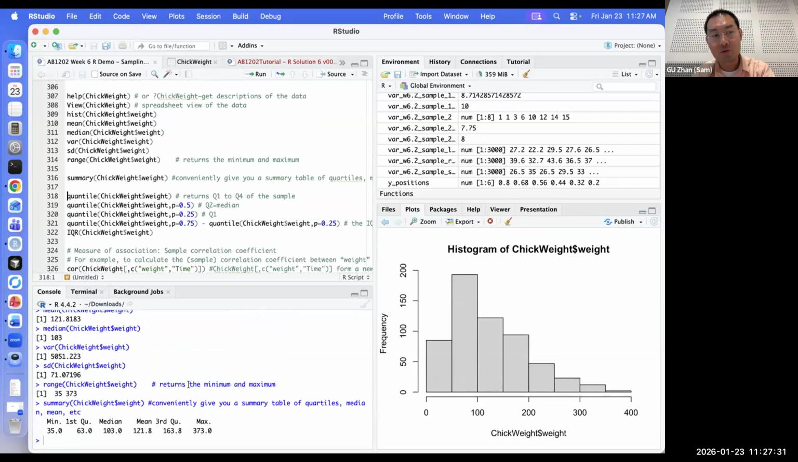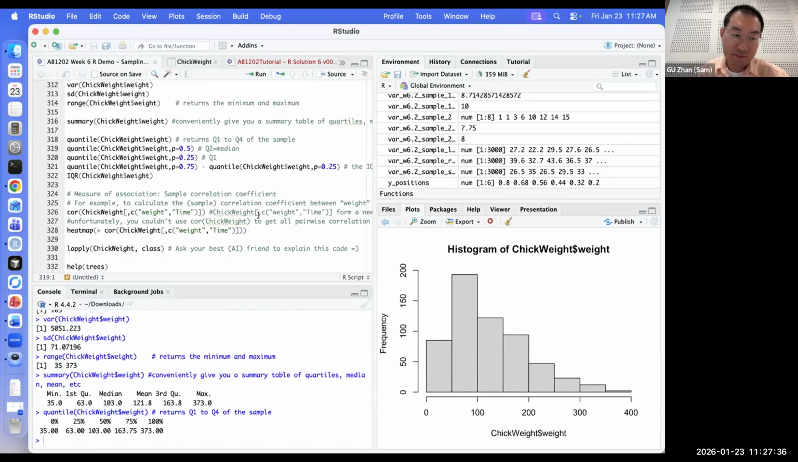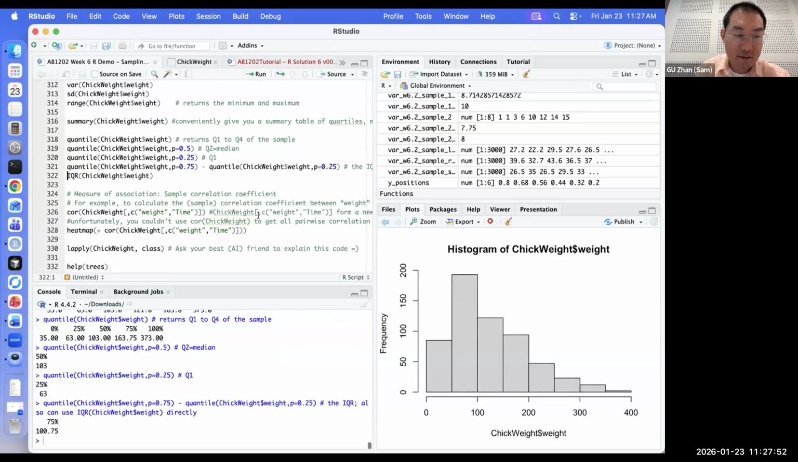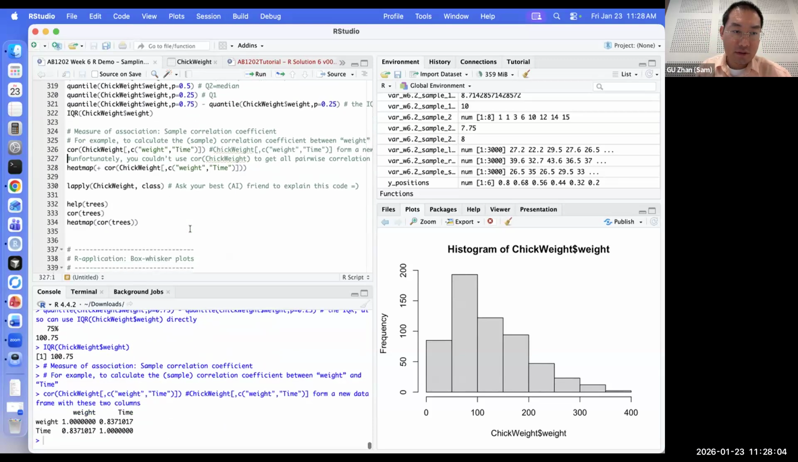Based on this, you can draw a box plot. So quantile value, 0 to 100 percentile. The quantile function will give you the percentile. Then median, then Q1, then the 75th percentile, then the interquartile range is 100.75 gram.